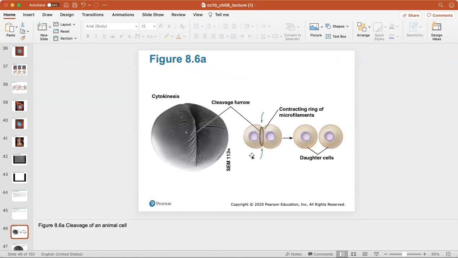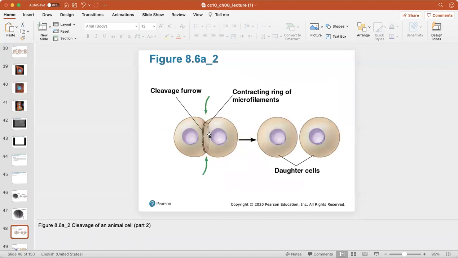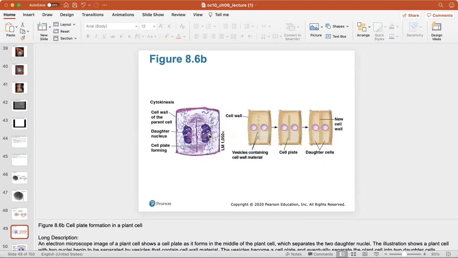So here we look at the cleavage of an animal cell in cytokinesis, forming two daughter cells. And you can see the cleavage furrow. That just means the part which will form a new cell wall to separate these two cells. And here's a look at the cleavage of the animal cell, and in comparison, the cell plate formation of a plant cell.